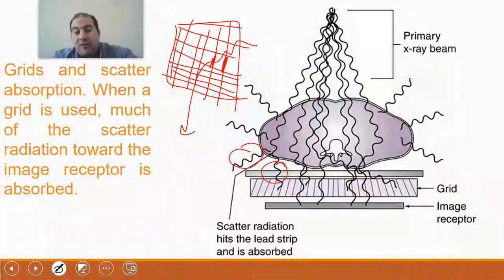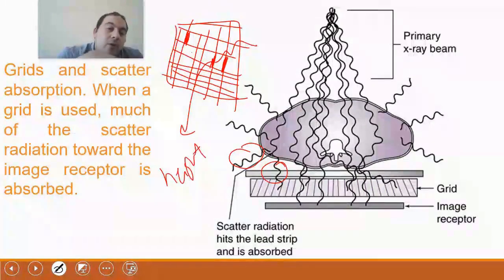This is what I call a lead strip, or the grid I mentioned. Now, there is something called a grid. This grid has a certain height, and these holes have a certain width. The ratio between height and width is called the grid ratio.